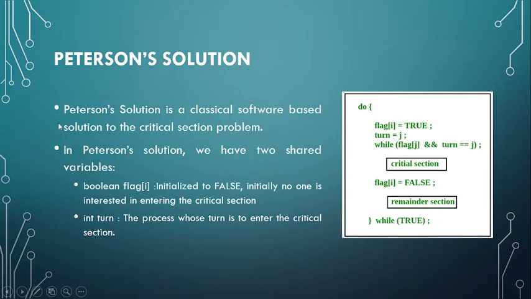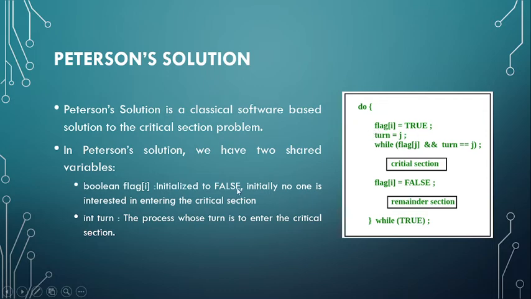And then the first solution, which is a software based solution, is Peterson's solution. Peterson's solution is a classical software based solution to the critical section problem. In Peterson's solution, we have 2 shared variables. One is flag, another one is turn. The flag is a Boolean variable which is initialized to false.